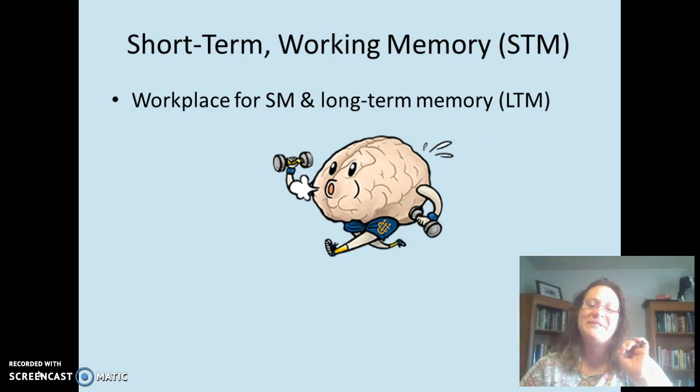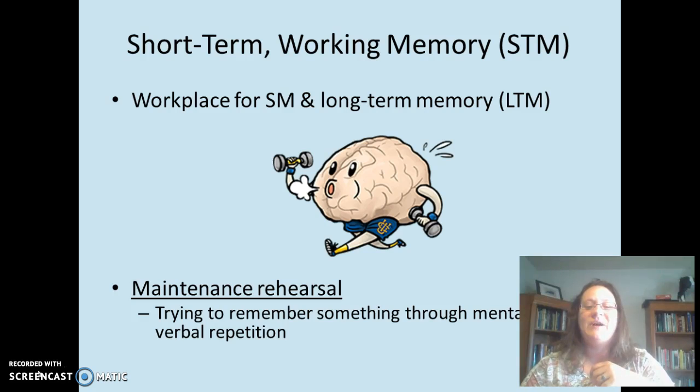Short-term working memory is kind of a workplace or a gym. That's what I think of it anyway, as an exercise facility where you've got sensory memory and long-term memory all coming together, and it's working and going. One way we try to keep information in our short-term working memory is maintenance rehearsal. If I say remember 555-7238, you might sit there and go 555-7238, 555-7238, 555. So you're trying to just repeat it to remember it.